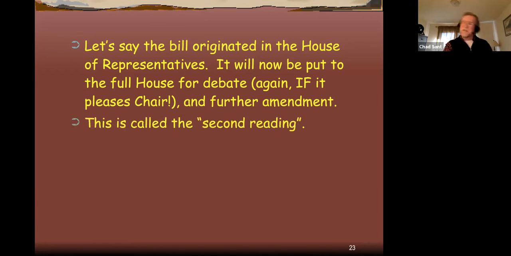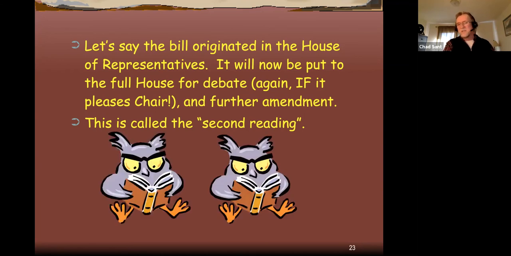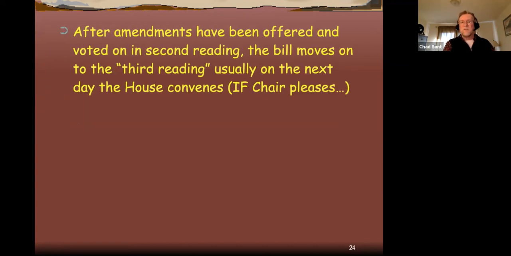So this is called the second reading. And sometimes bills go from second reading back to committee, or they go from the actual floor vote back to the second reading, because there are just so many amendments or changes that they've decided need to be considered before they come back to the floor.